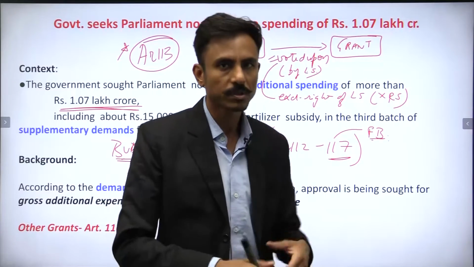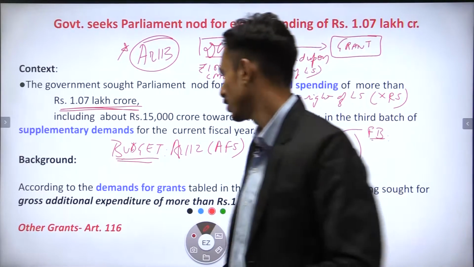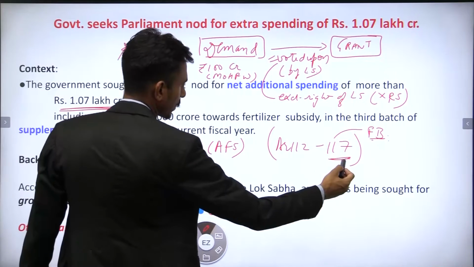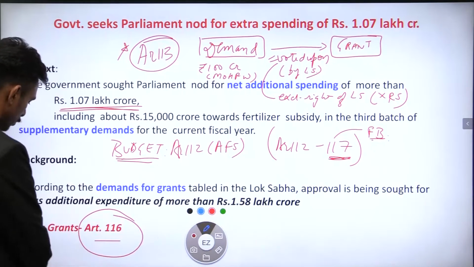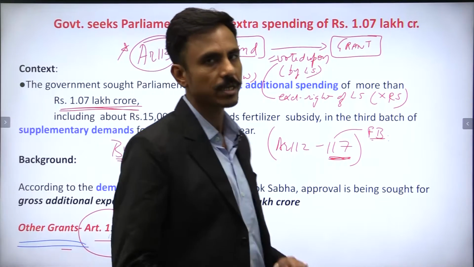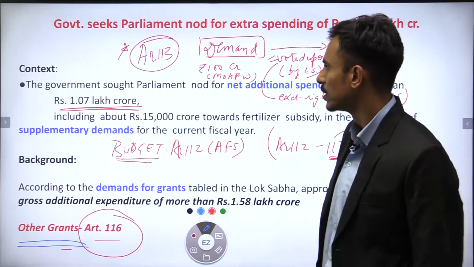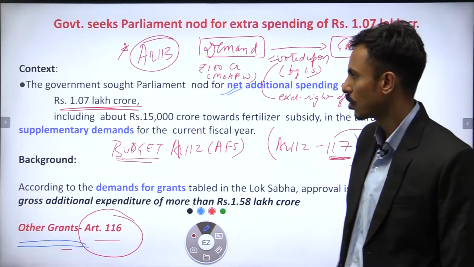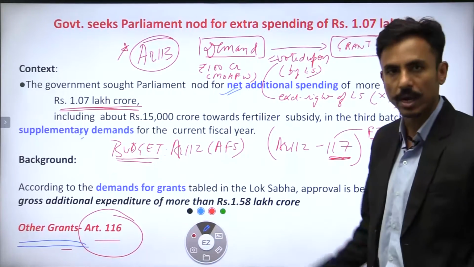So for these additional grants, something called other grants, you have this article, Article 116. Just before Article 117, which talks about the finance bill, you have Article 116, which talks about other grants, right? For example, the supplementary grant, the additional grant, the vote of credit, and so on, correct? So the government has sought the parliamentary nod for the net additional spending of 1.07 lakh crore, and this would be a supplementary demand. I hope it is clear.